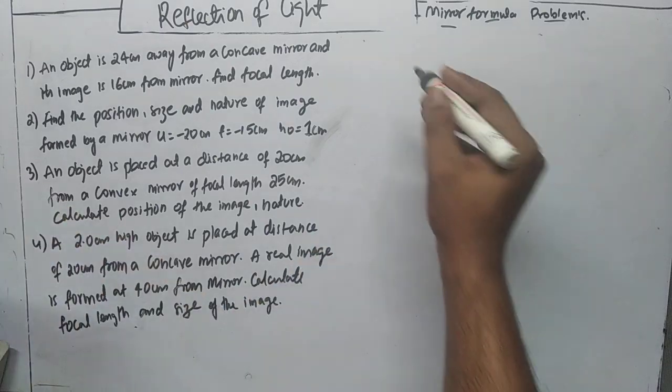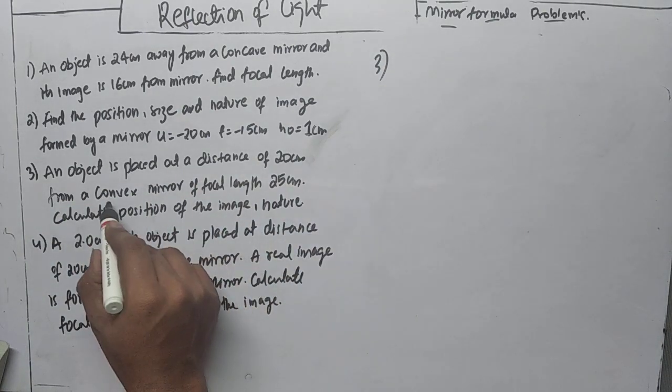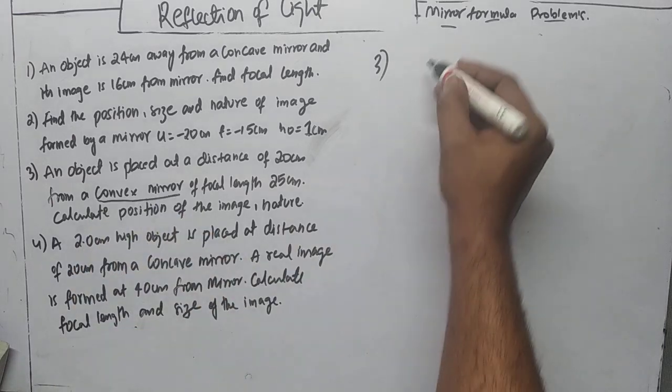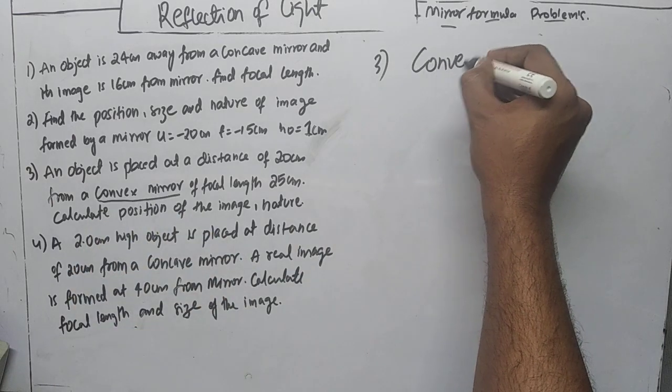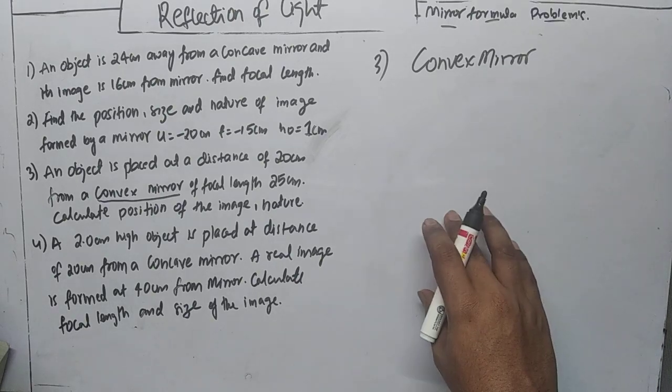Third question is related to which mirror we have to find. In the question, convex is mentioned. So the third question is related to the convex mirror. This is the first question we are doing related to the convex mirror.